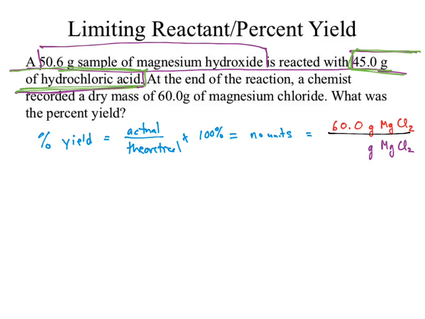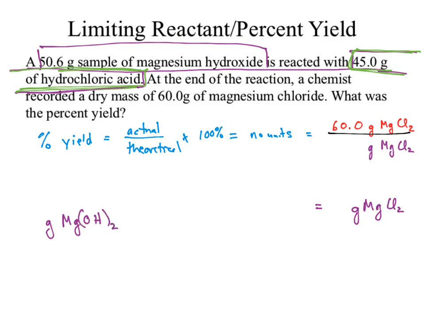Okay? I'm going to have to convert magnesium hydroxide into magnesium chloride. I'm going to have to convert hydrochloric acid into magnesium chloride. Right? So how would I do that? Well, what do I want? Magnesium chloride. What am I starting with? Magnesium hydroxide. Is that a proper formula? No.